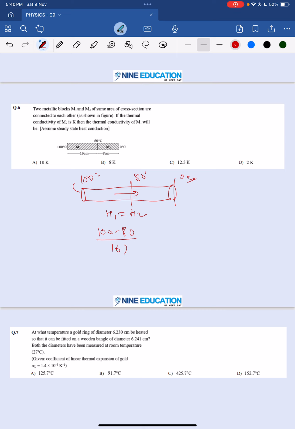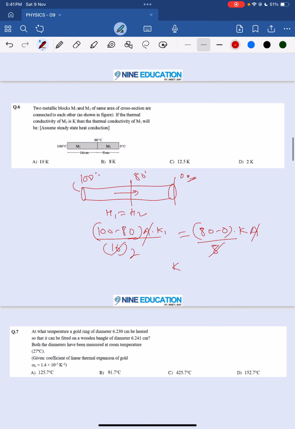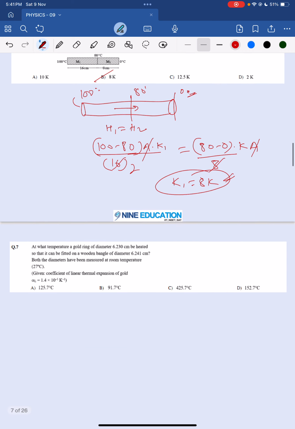So what is L here? 16. Area is same and this K we do not know. Let's call it K1, correct? So this is going to become here 80 minus 0 multiplied by L by K. What is L here? 8 into K. We are calling it, obviously M2 is given K. And this area is still A, so this is 8 2s are 16. This is going to become 20 by 2 10. It is going to become K1 equals to 8K, correct? So this becomes our B option, correct?